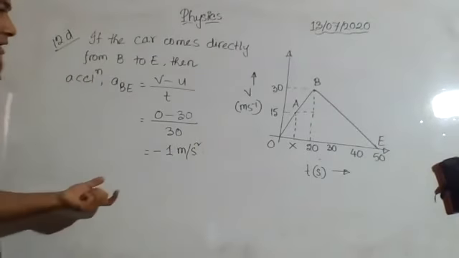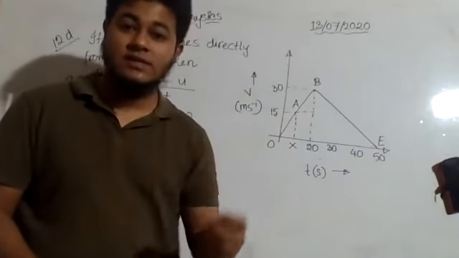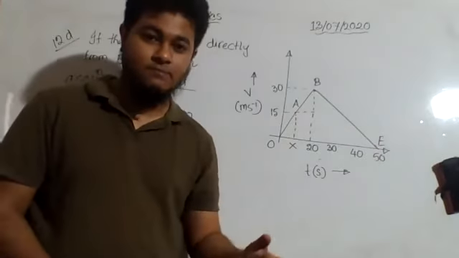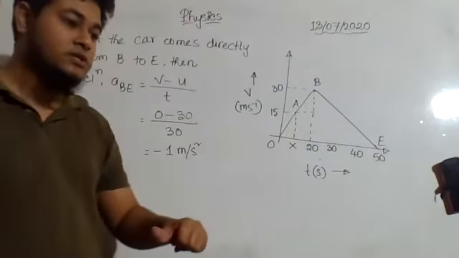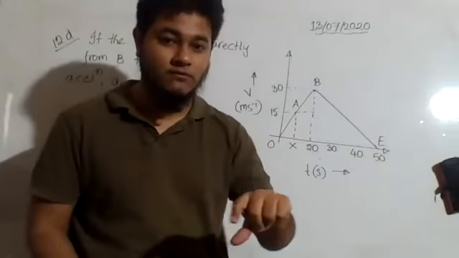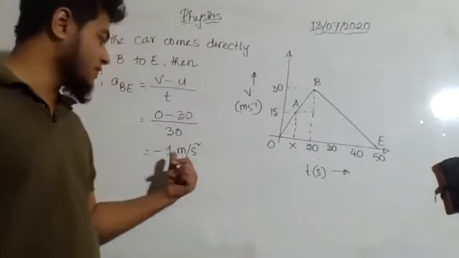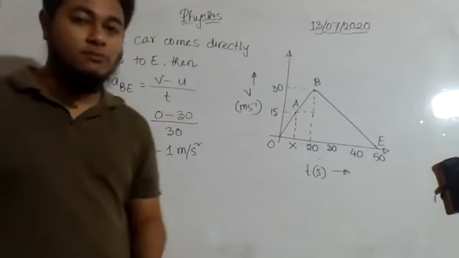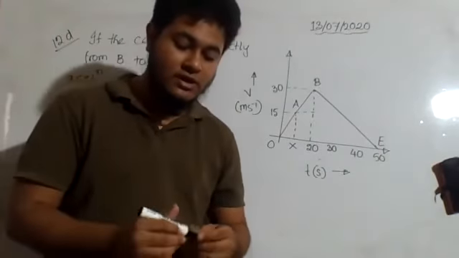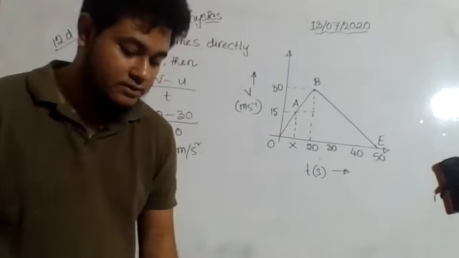So we can see that if the line directly comes from B to E, the acceleration is not going to remain same. It was 1.5, minus 1.5, and minus 1.5 in the previous three parts, right? But here we can see the acceleration would be minus 1 meter per second square, which is not similar to the previous case, right? So this is what you have to say.